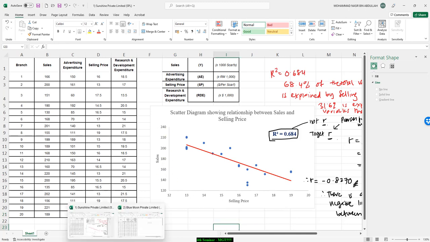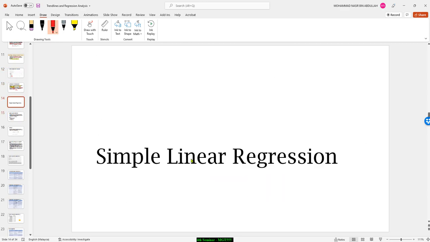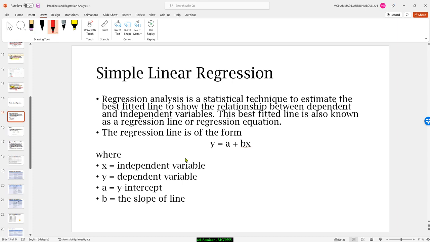Right, now we go to simple linear regression. Right, so regression analysis is a statistical technique to estimate the best fitted line to show the relationship between dependent variable and independent variable. The best fit line is also known as regression line. Remember, yang ni yang kita belajar ni semua yang dah belajar dalam SPM dulu, Math Modern. Right, and then the regression line is given by regression equation lah. So regression equation y equal to a plus bx.